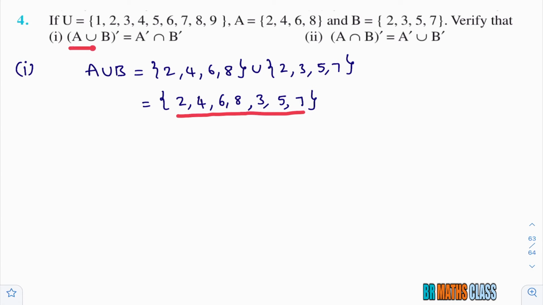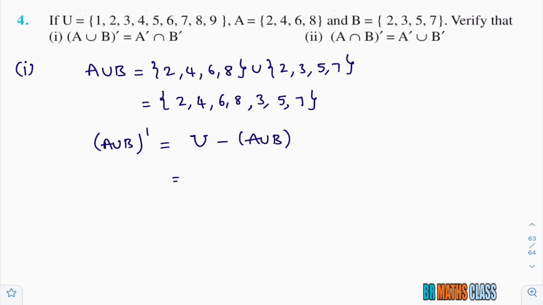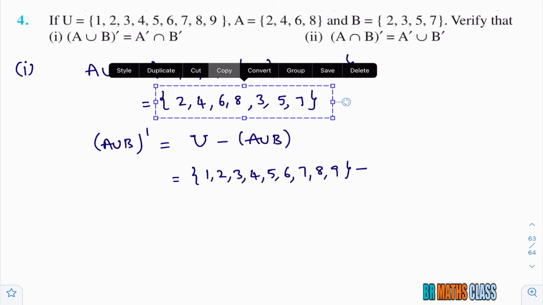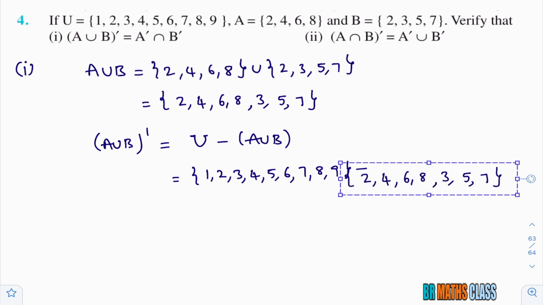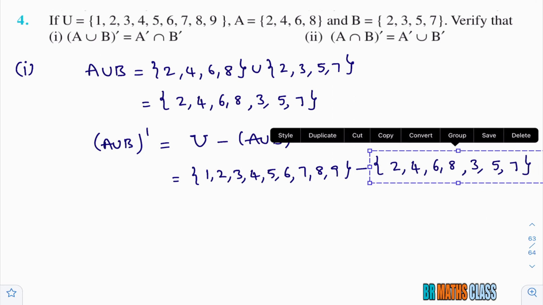Now actually I want to calculate A union B whole dash. Okay, the formula is what? The formula is universal set minus A union B, correct? What is universal set? After reading the question, we can easily say that universal set is 1, 2, 3, 4, 5, 6, 7, 8, 9. You can see the question, universal set is given, minus A union B. What is A union B? Look here, A union B we got like this: 2, 4, 6, 8, 3, 5, 7.